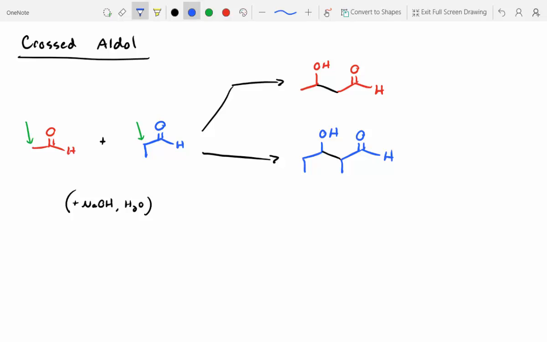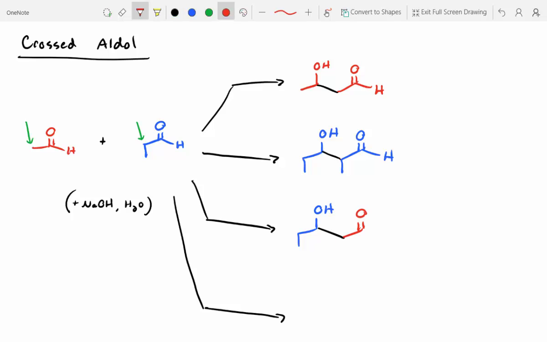What's another option? Well, mix them, right? But the order of mixing actually matters in this case. So we can get two other mixed aldol products. The first one would be, for the sake of argument, blue on the left and red on the right. That could be one crossed aldol product. Or we could have red on the left and blue on the right.